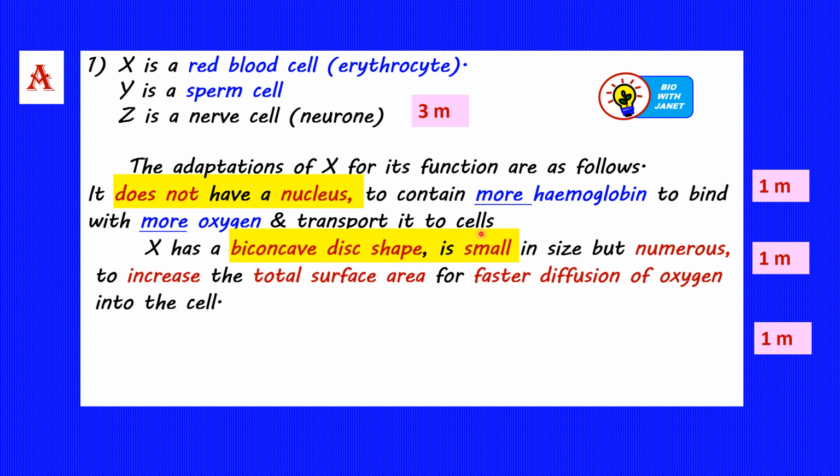Okay, secondly, X has a biconcave disc shape, is small in size but numerous. What's the reason? To increase the total surface area for faster diffusion of oxygen to the cell. Okay, the common mistake here is that students don't write the total surface area, or they miss out faster diffusion of oxygen. So you have to have the 2 points here. Total surface area is increased, and this leads to faster diffusion of oxygen into its cells.